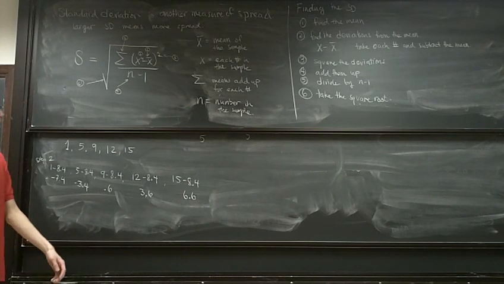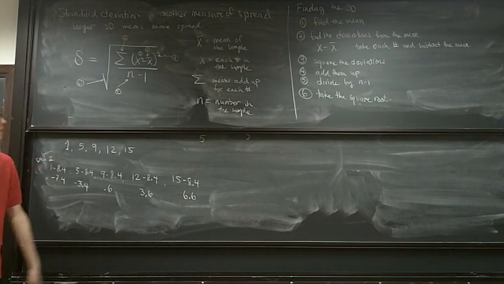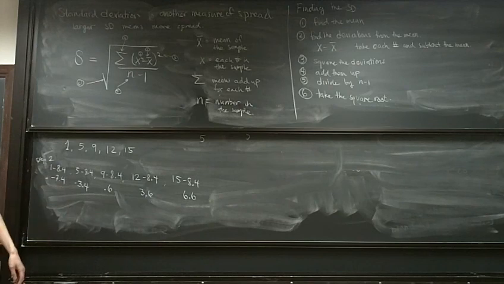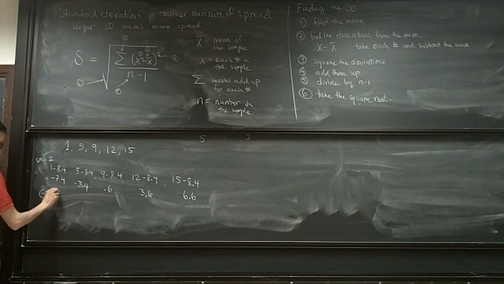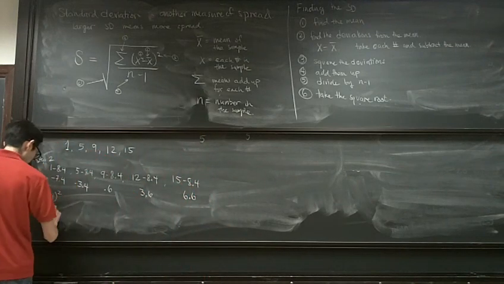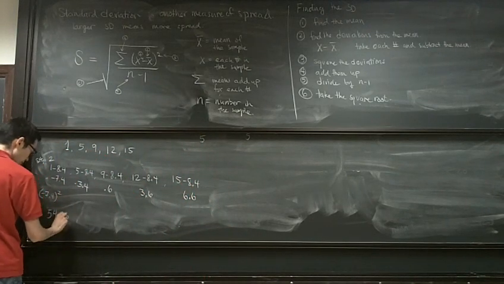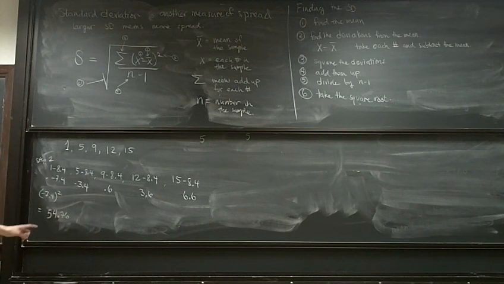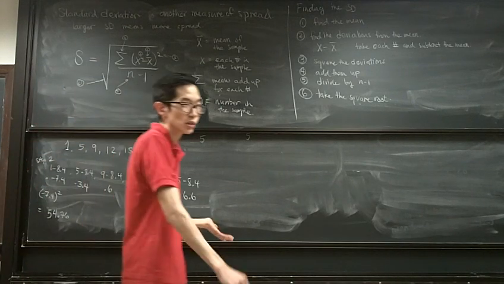What's the next step? Add them all? No. Square the deviations. So if I do negative 7.4 squared, what do I get? 54.76. Now be careful. Sometimes if you punch into your calculator negative 7.4 squared, it will report back negative 54.76. That is not correct. What does it mean to square something?